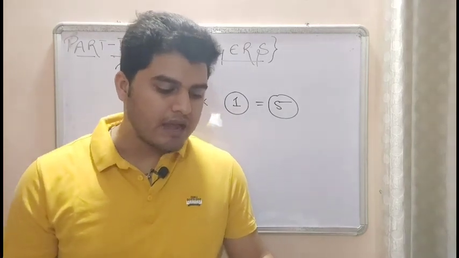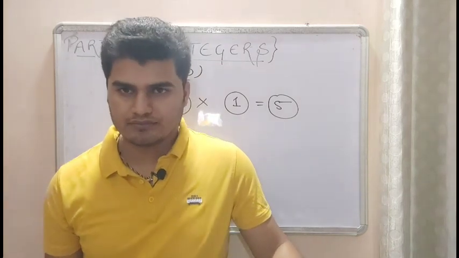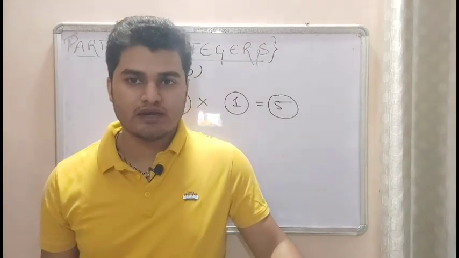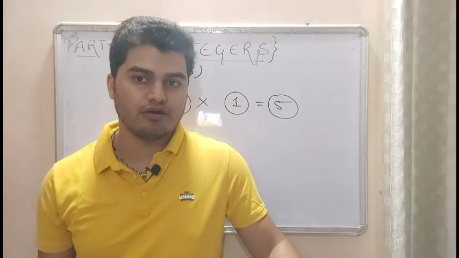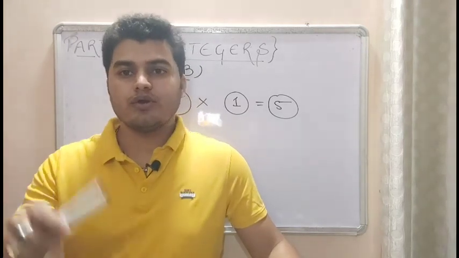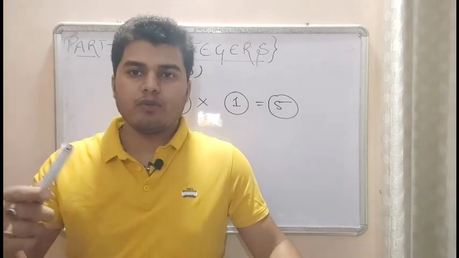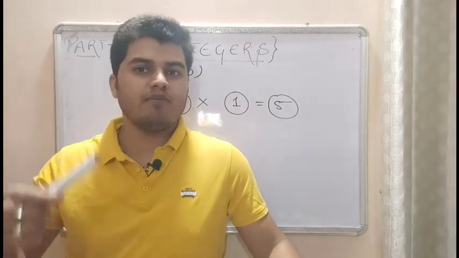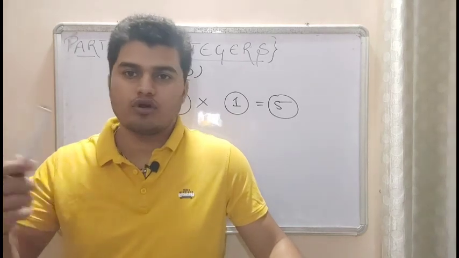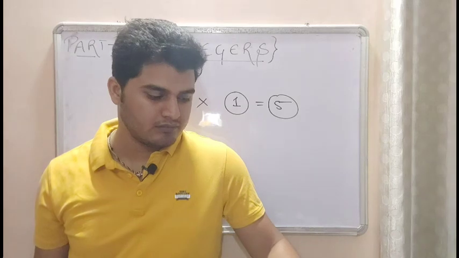Third one, minus 1 is the multiplicative identity of integers. No. We discussed that 1 is the multiplicative identity of integers. If you multiply 1 with any number, you get the same number. But that is not the case with minus 1. If you multiply minus 1 with 5, you get minus 5. Minus 5 and 5 are not the same thing, right? So it is going to be false.